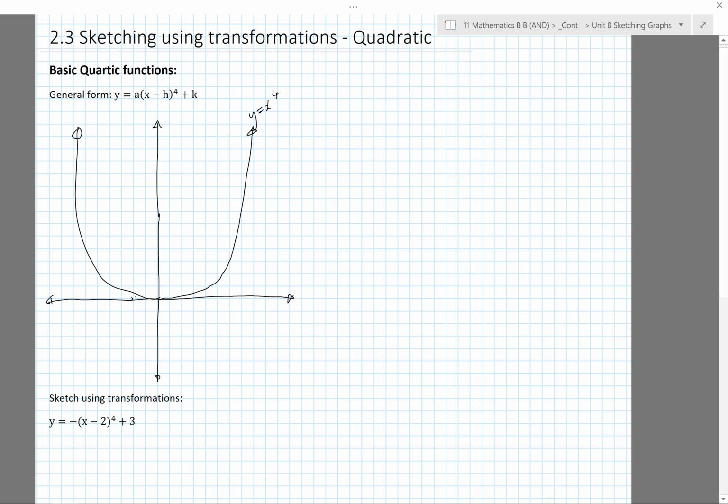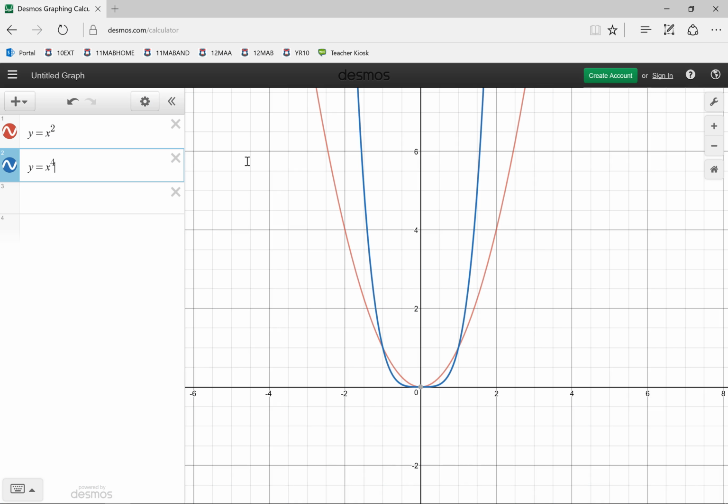Final type of graph to look at are quartic functions, x to the power 4 functions. This is essentially what they look like. Sort of looks like an x squared function, but it hugs the x-axis a bit closer, but then will increase a lot faster. See them side by side. Here's what a quartic and a quadratic look like. So the quartic stays low, okay, because we're having, say, a quarter to the power 4, so a quarter of a quarter of a quarter of a quarter, rather than the red line, which is just a quarter of a quarter.